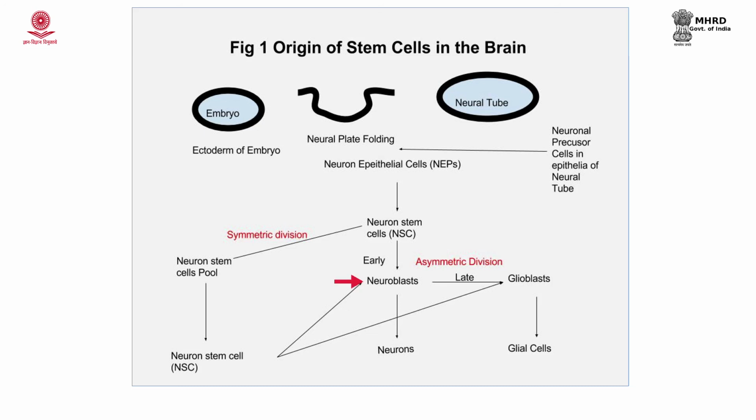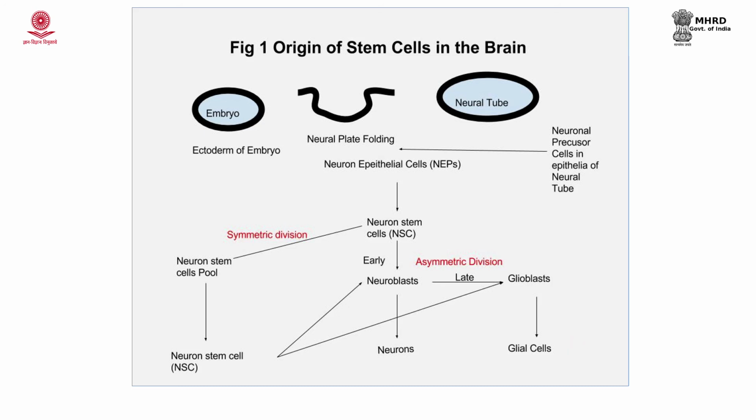Now, the neuroblasts can give rise to the neurons, but it is in the early stages that neuroblasts give rise to the neurons, but thereafter they are differentiated to form glioblasts, and these glioblasts can give rise to the glial cells.